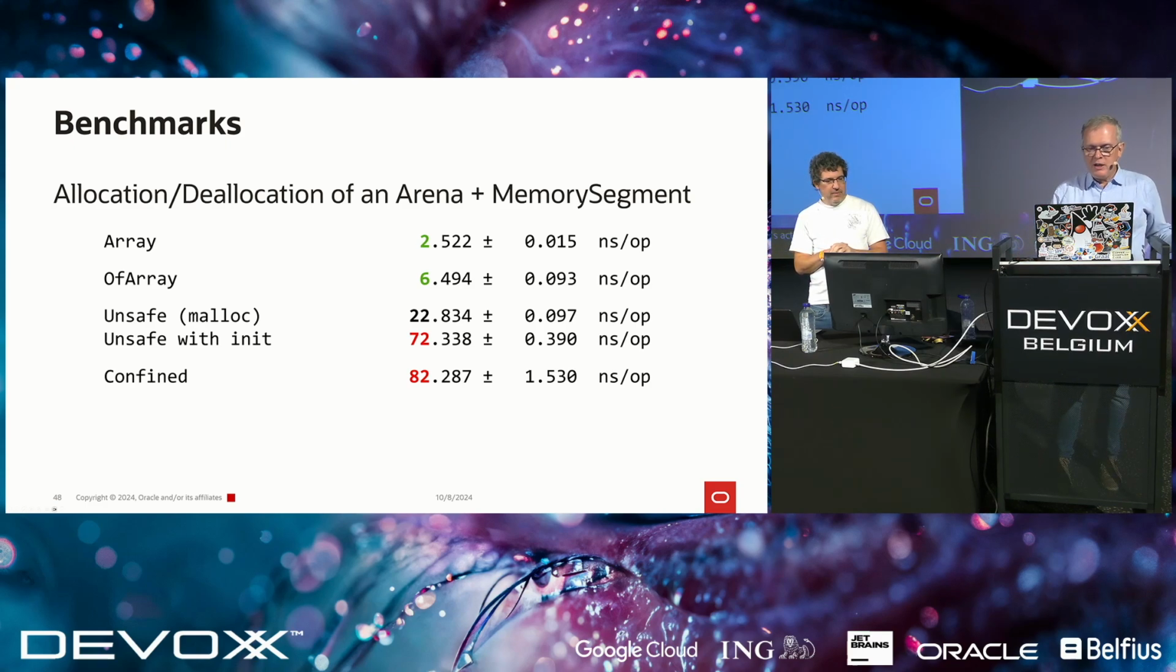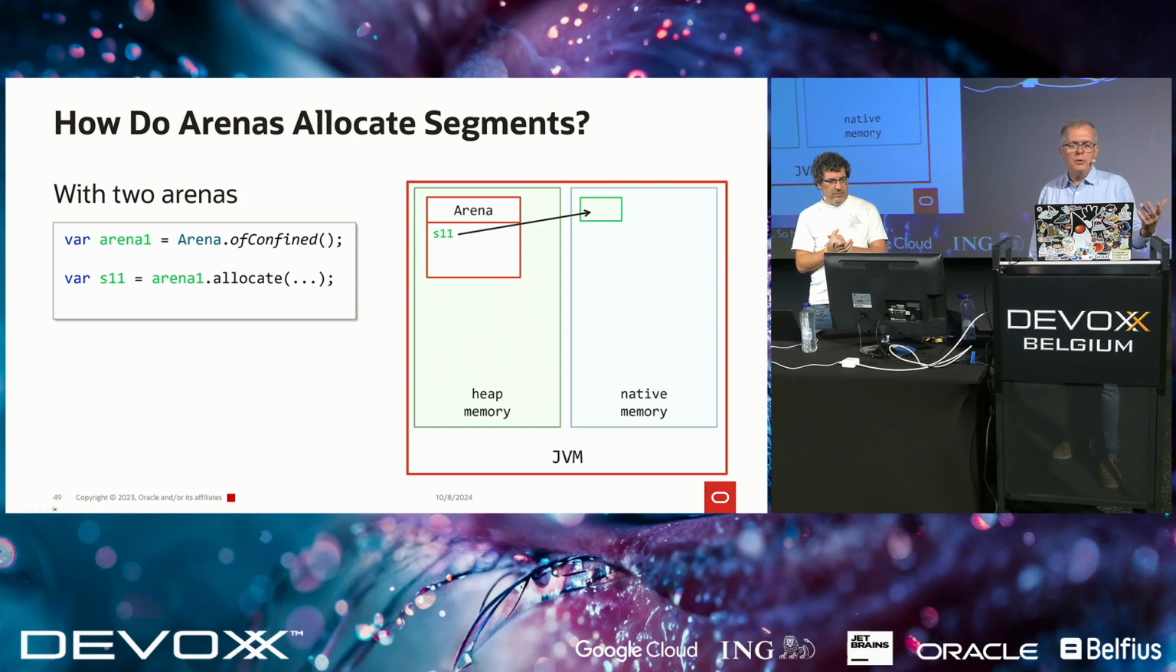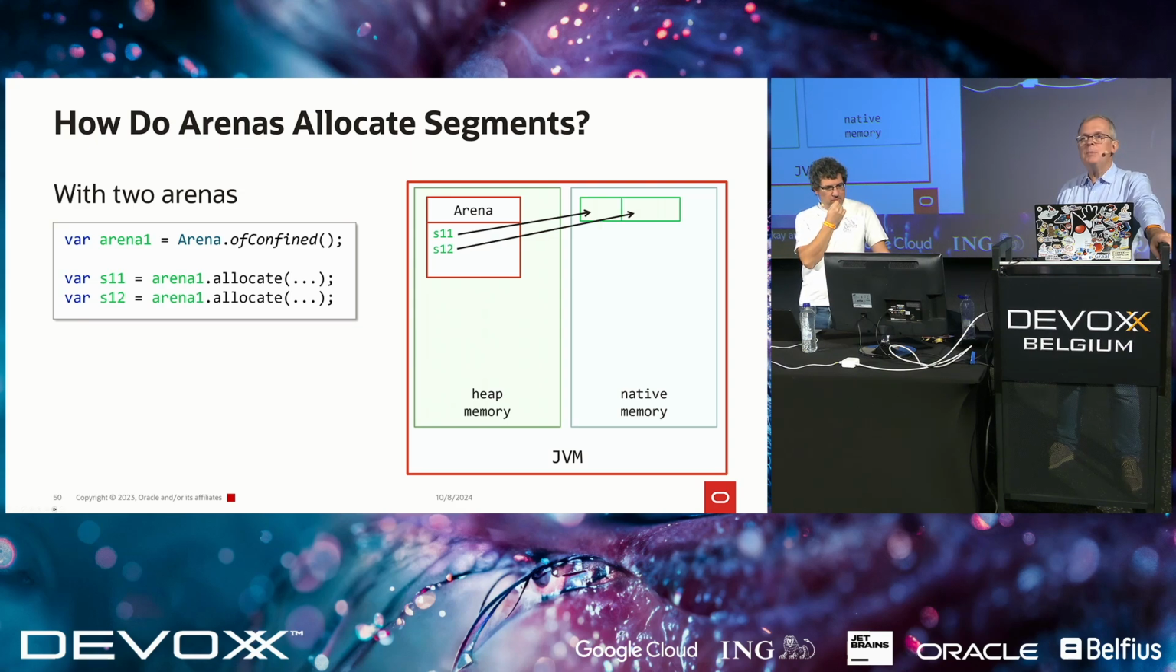So how is it working? It's working in that way. Suppose that you have 2 arenas. The first one is the green one, okay, and you just allocate a memory segment. And when you allocate the second memory segment, it's actually taken right after the first memory segment. This is one of the demos that you showed, Remi.